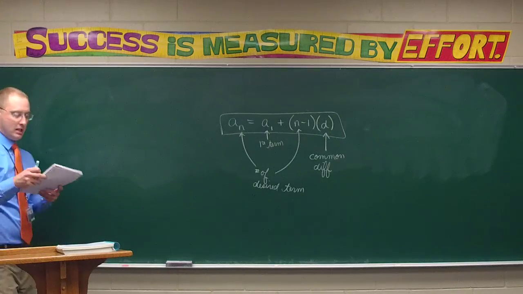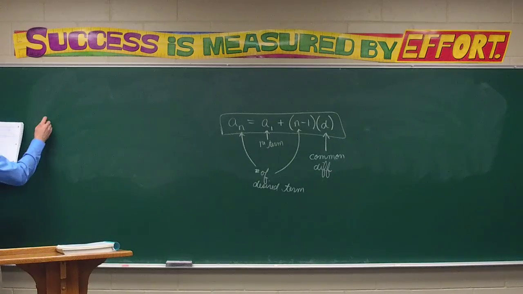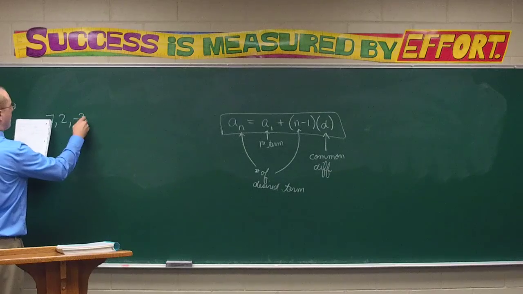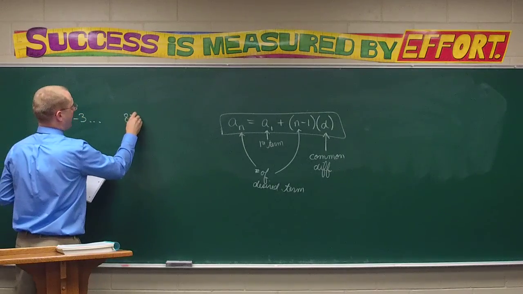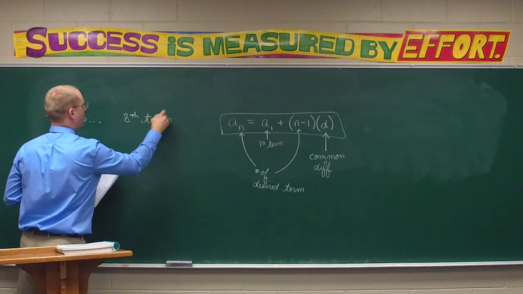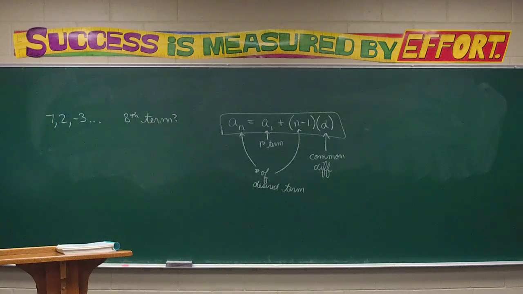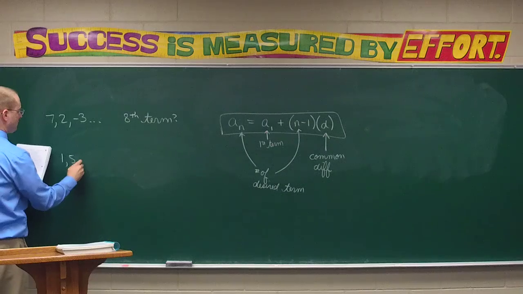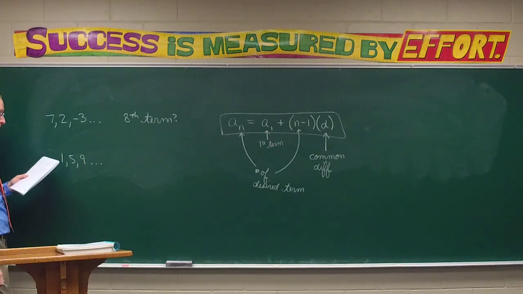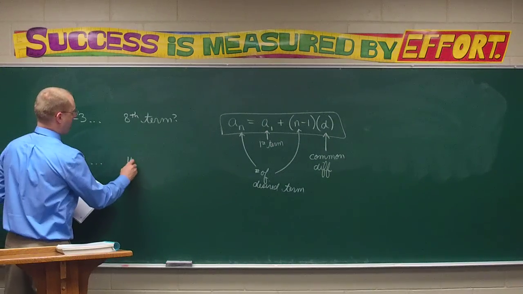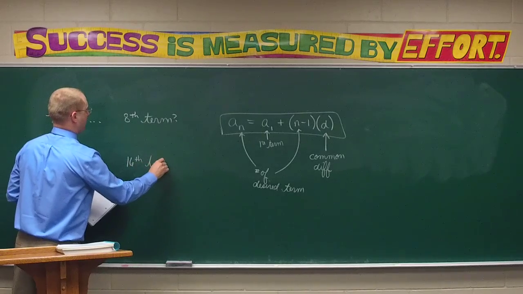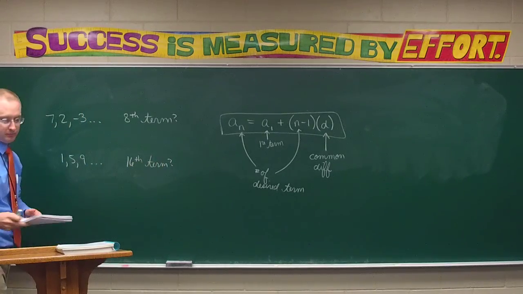All right, you can set your book aside for just a minute or just ignore its existence for a moment. I want you to find the 8th term of the sequence that begins 7, 2, negative 3. And for the arithmetic sequence beginning 1, 5, 9, I want you to find the 16th term.